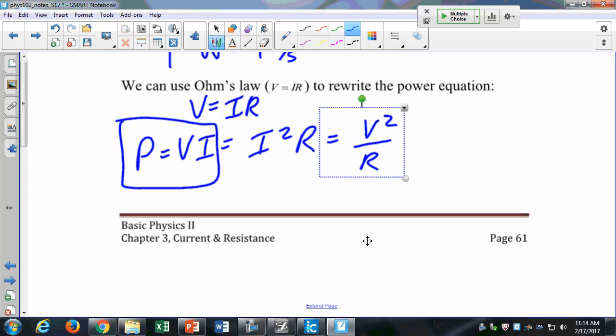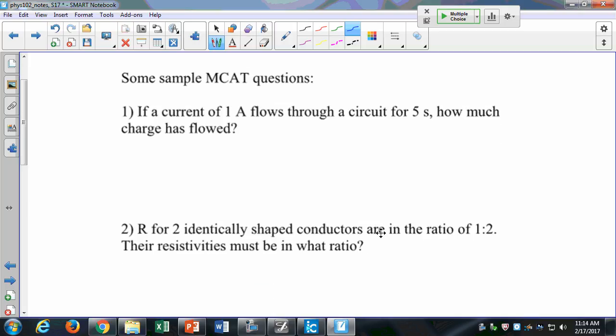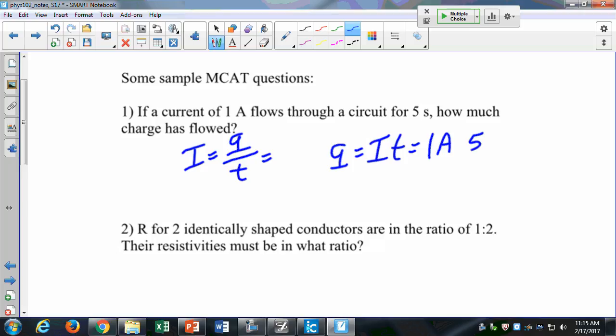Here are some sample MCAT questions. These are pretty simple MCAT questions, but the ones on the MCAT can be quite a bit more difficult than this. I just pulled these from a textbook. If a current of 1 amp flows through a circuit for 5 seconds, how much charge has flowed? Well, current I is Q over T. I want to know what Q is, so Q is equal to I times T. That's 1 amp times 5 seconds, so I get 5 coulombs of charge.